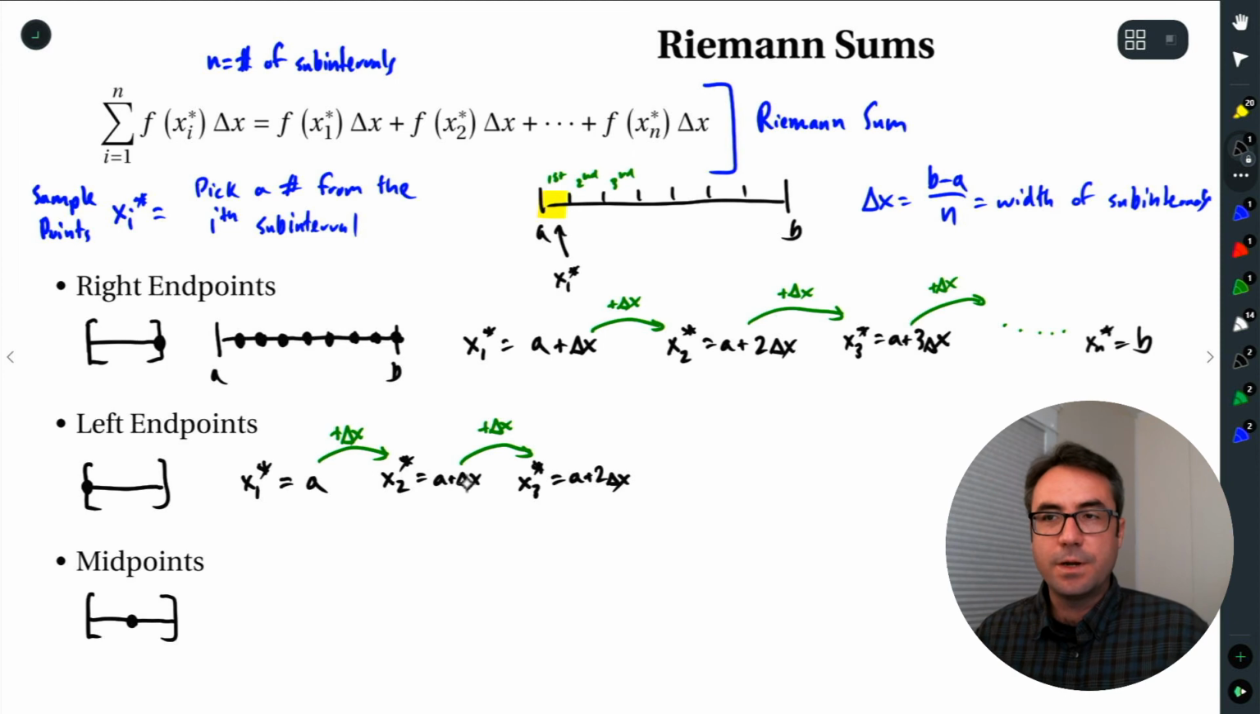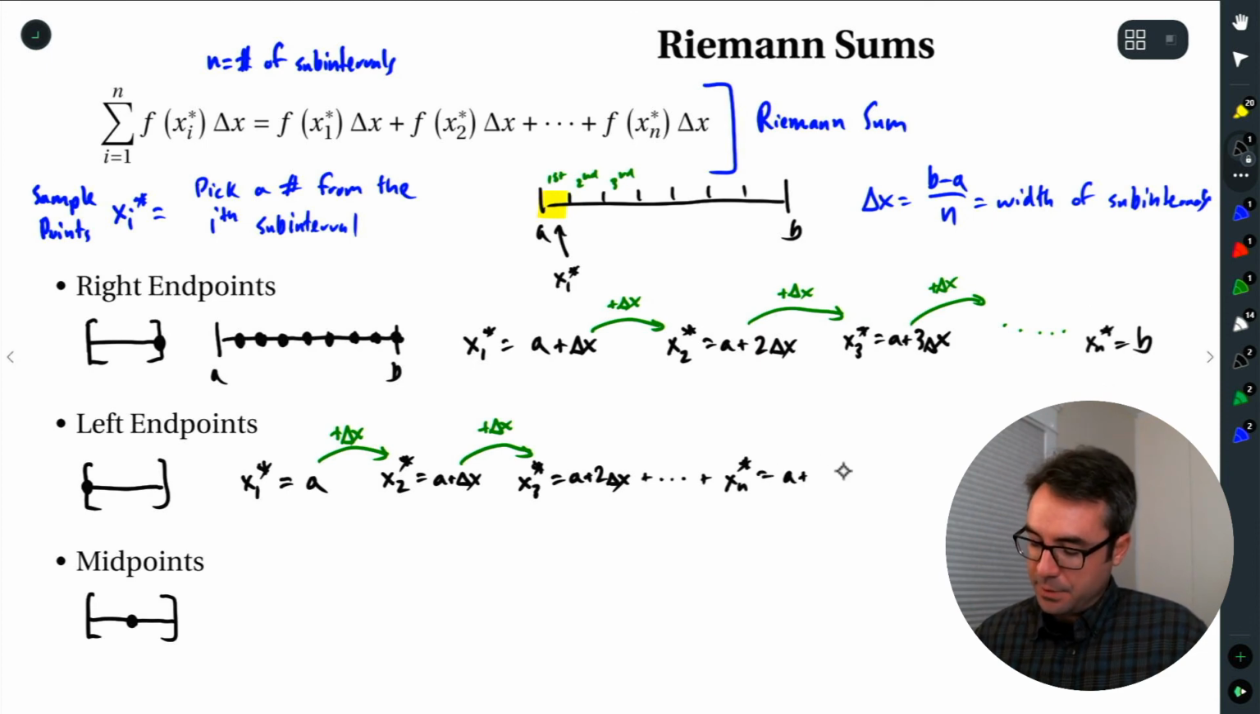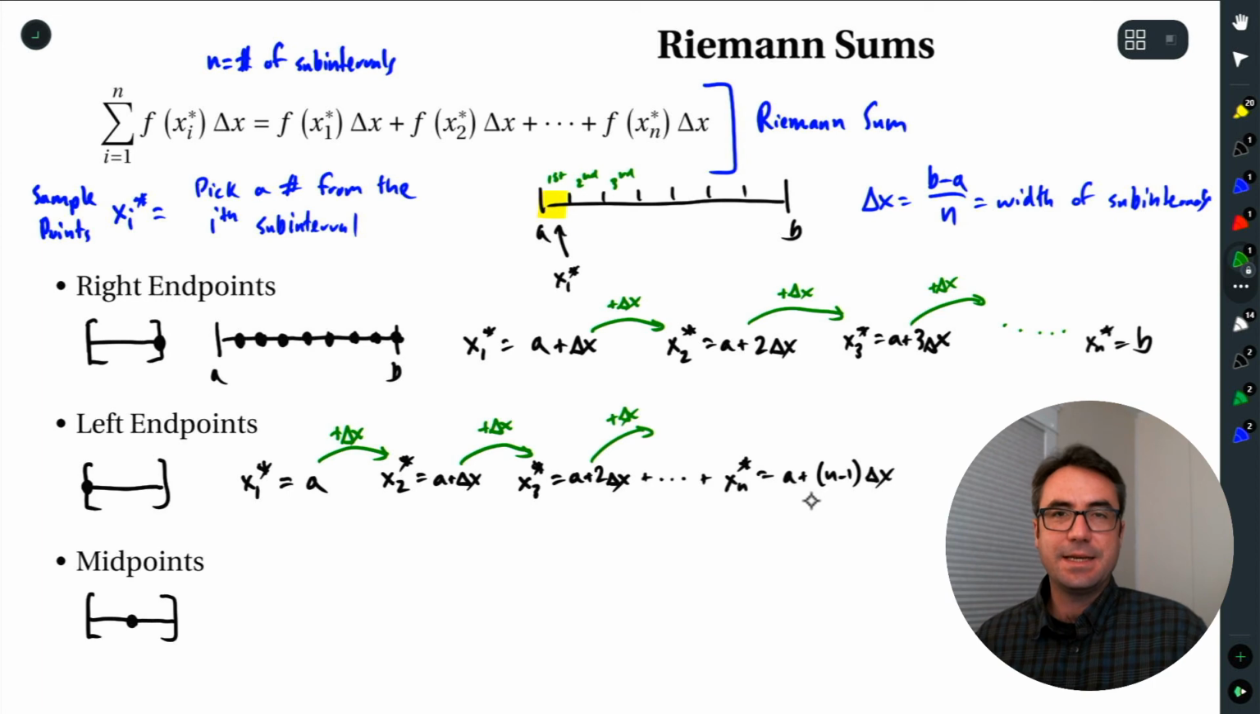We had one copy of delta x, now we're adding another one, so we have 2 copies of delta x. And we just keep repeating this up until we get to xn star, which in this case is not going to get all the way to B. We're going to get to A plus n minus 1 times delta x. So you keep adding in these copies of delta x until you have n of them.